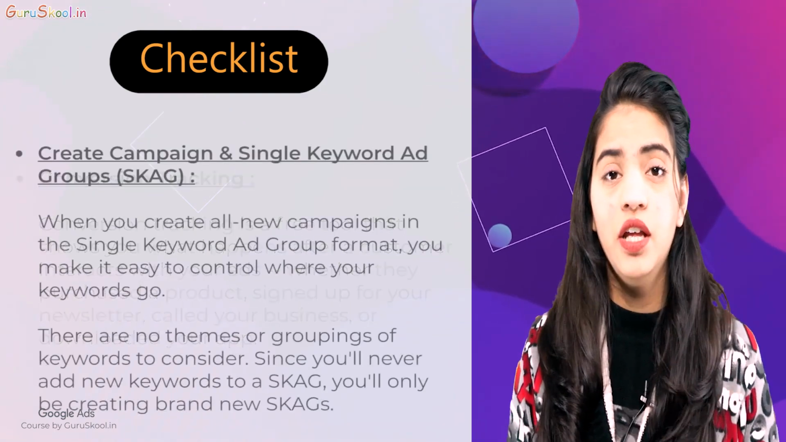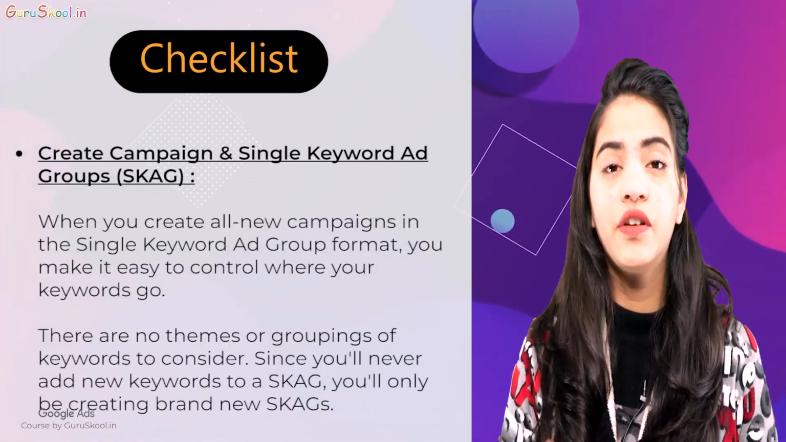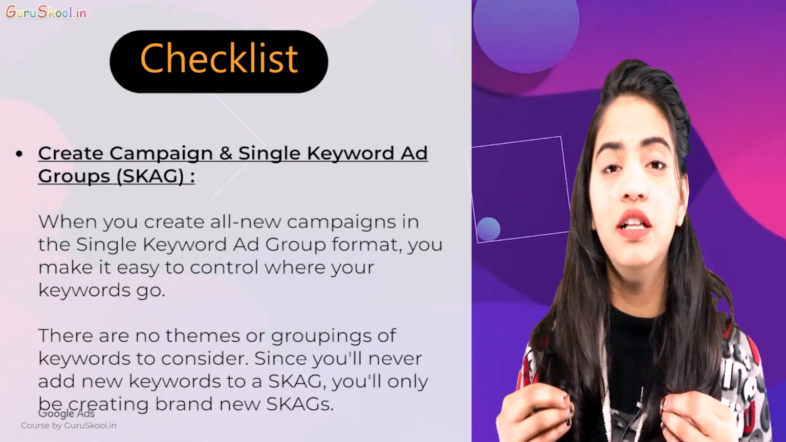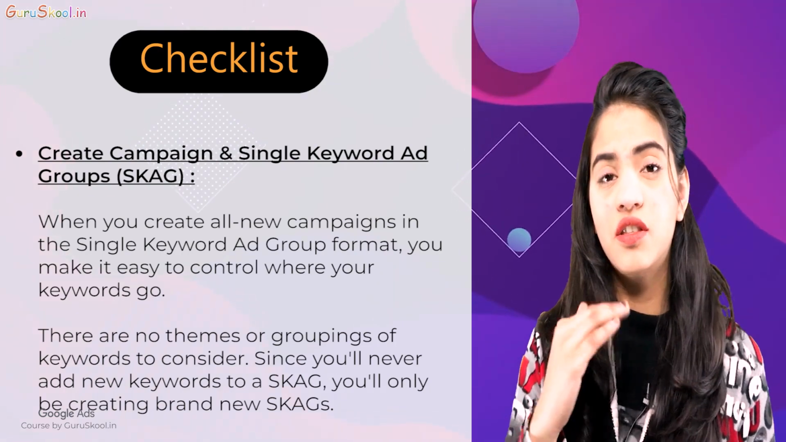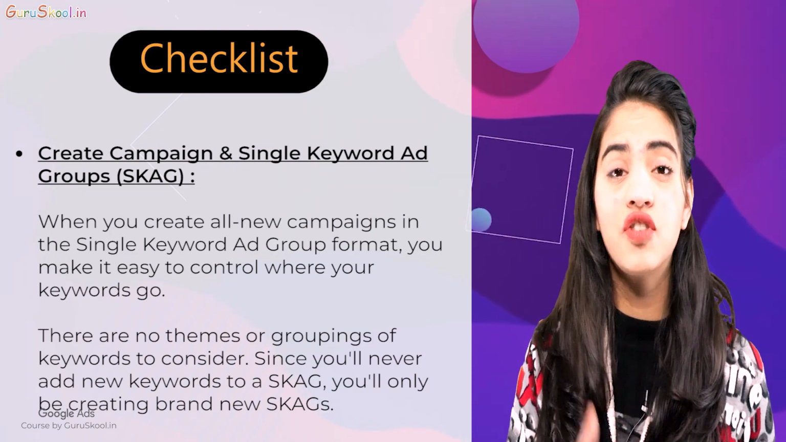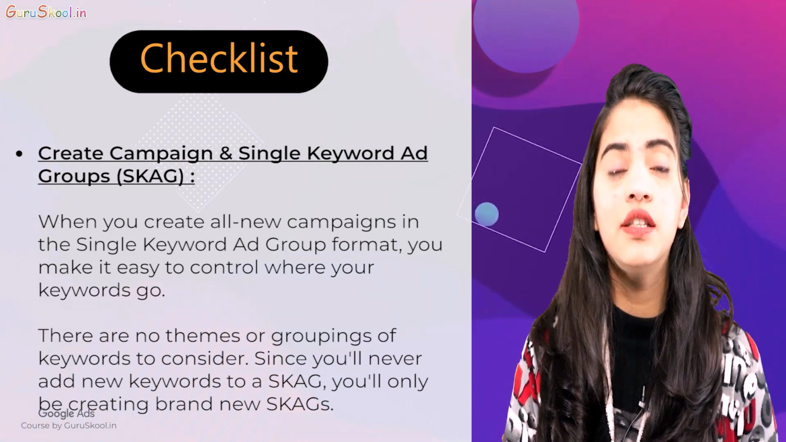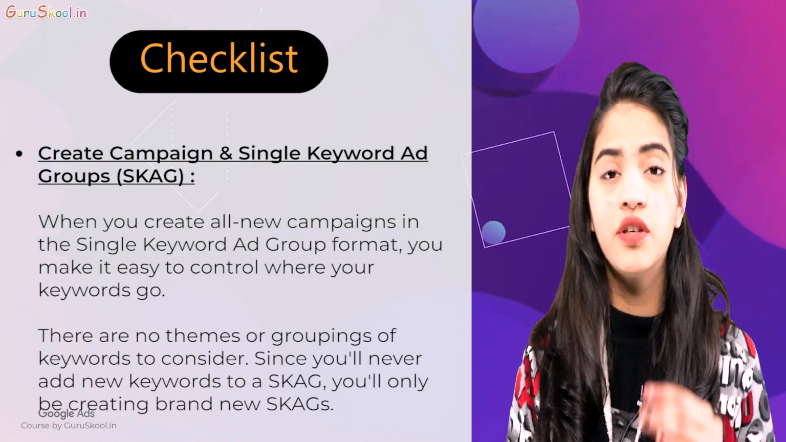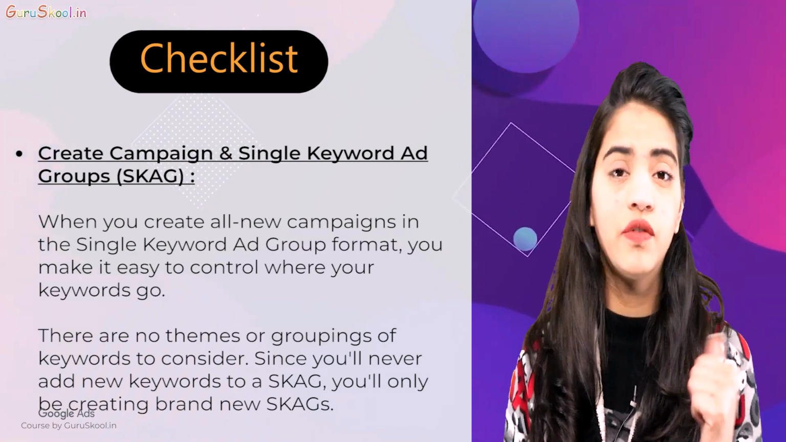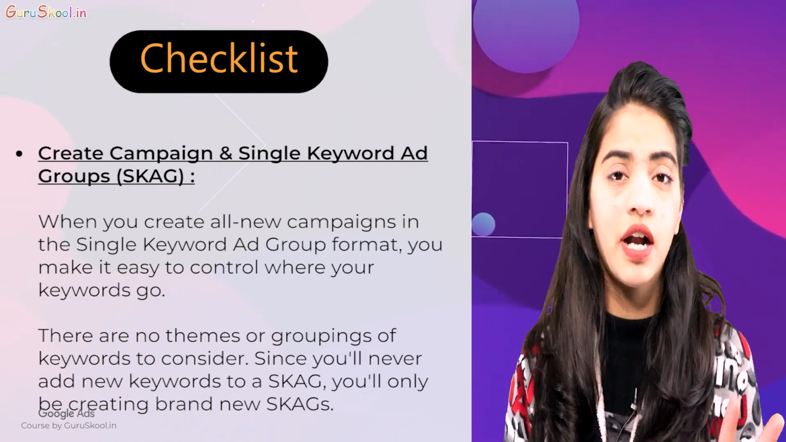That's your fifth step. Then your sixth step is going to be to create your campaign and your single keyword ad group. This is not serial-wise, but yes, this is a checklist which you have to do. Suppose we are creating a campaign; you need to create a campaign too, because without a campaign you cannot run your ads.